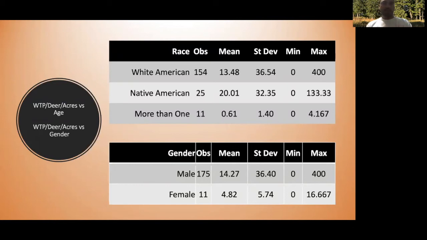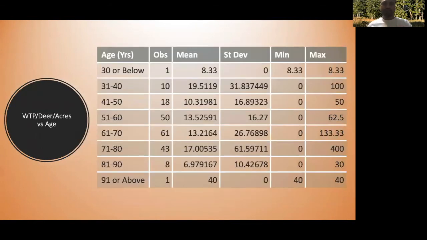Gender-wise, male has about three times higher willingness to pay per deer per acreage compared to female. Male willingness to pay is $14.27. This is quite easy to understand as mostly males are actively involved in hunting activities.